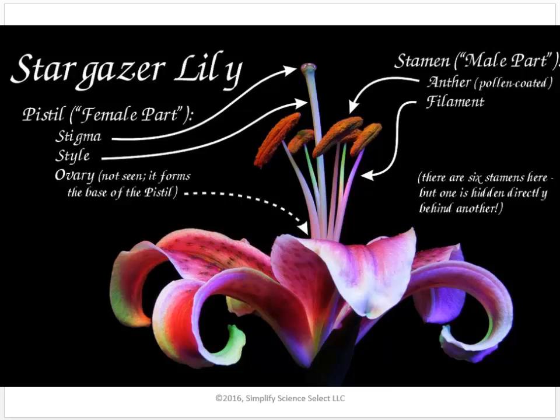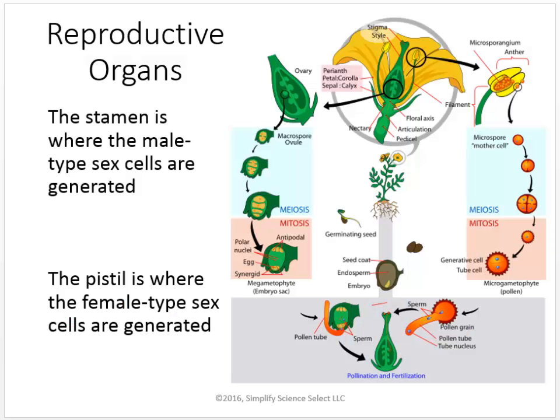So the stamen is the male part. The pollen has an adaptation that produces sperm cells, and then the ovary has the ovules inside. That's the female part. Together, those are our reproductive organs. We generate the two different sex cells through similar processes to those we've studied in the earlier units this semester.